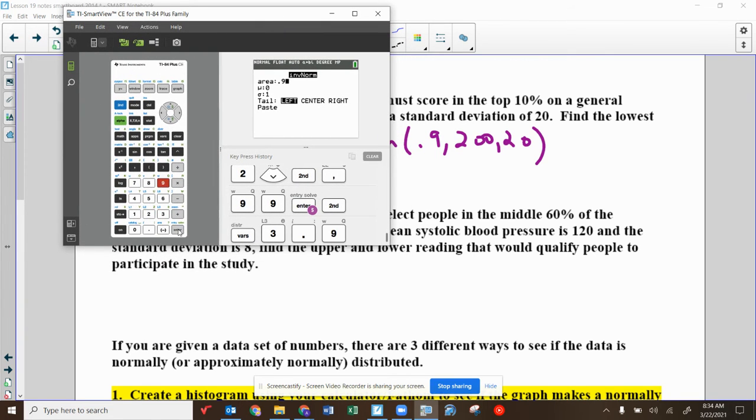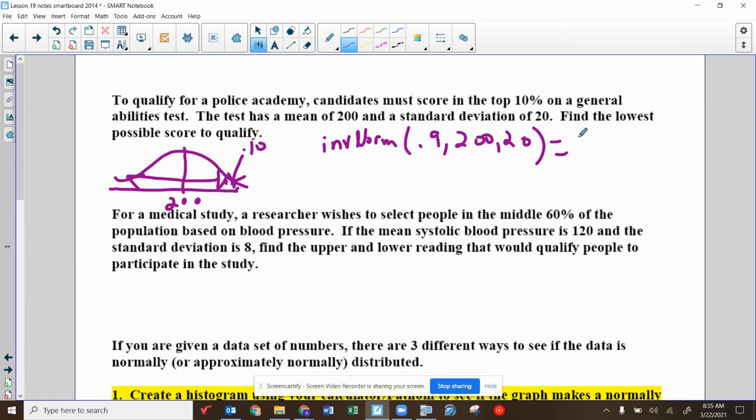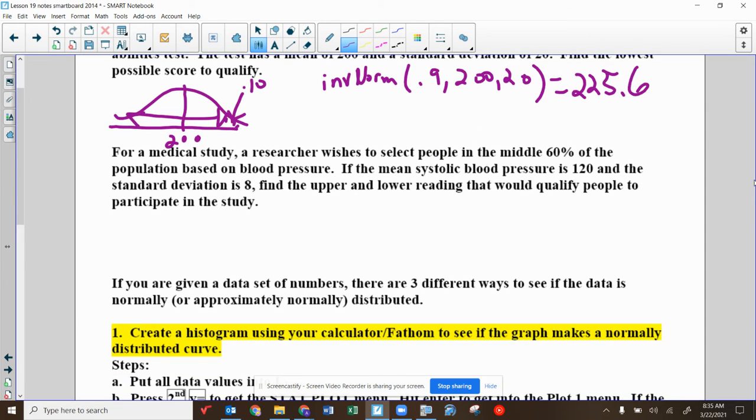Nine, 200, 20, to the left, paste. All right, so the score would be 225.6. Now, the question would be, this is a test. Can you get a 225.6 in it? Should you round it to the nearest whole number? We don't know what kind of test this is, so I would either take 225.6 or 226. Either one of those would be fine. Again, use your judgment on how you should round when we're talking about real life problems like these.